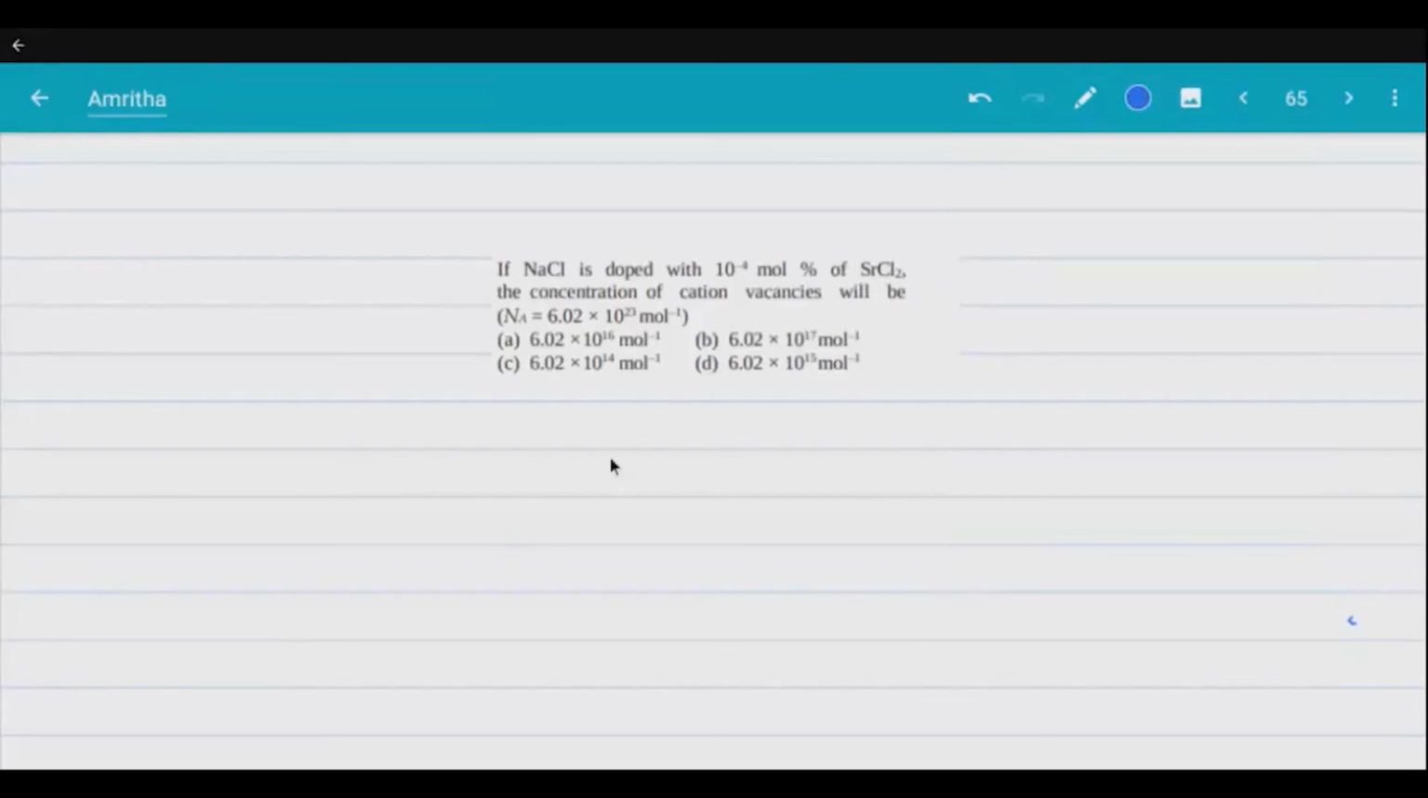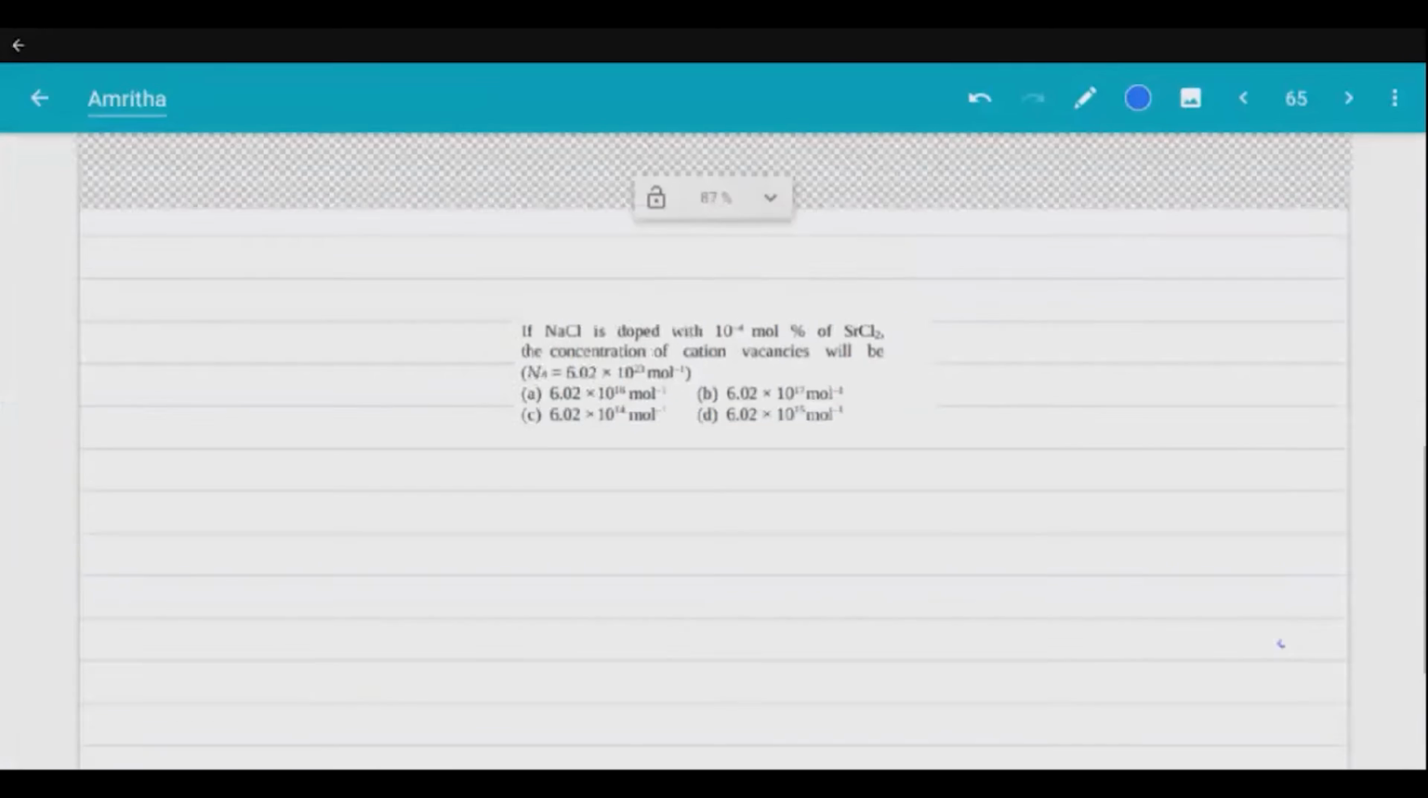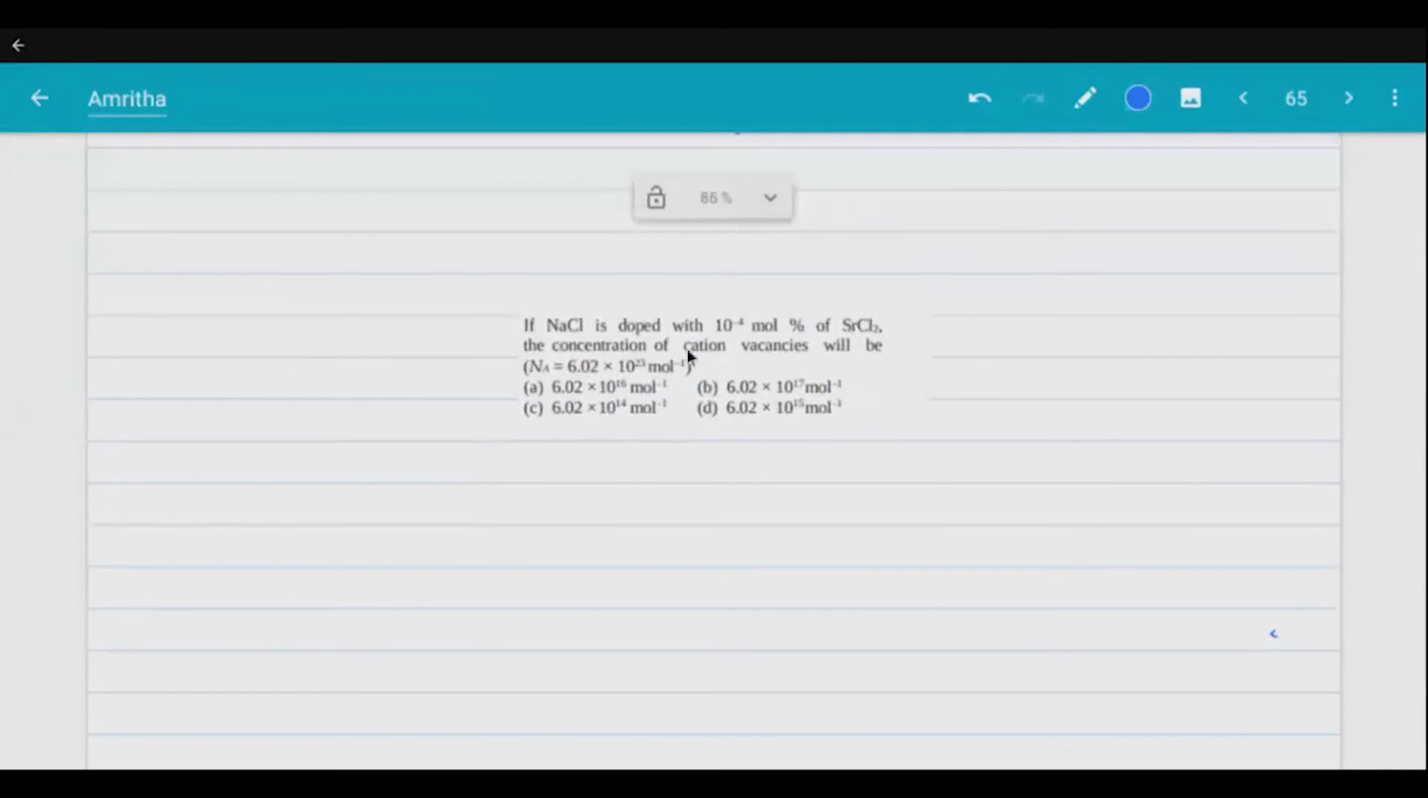Okay, and look at this. If you add SrCl2 as an impurity, how does it make a difference in vacancies? What you should remember is, in ionic solids, the charges get balanced, like the last example. The charges must be balanced, and overall it should be neutral. So you have to keep that in mind. Minus, plus, minus, plus.